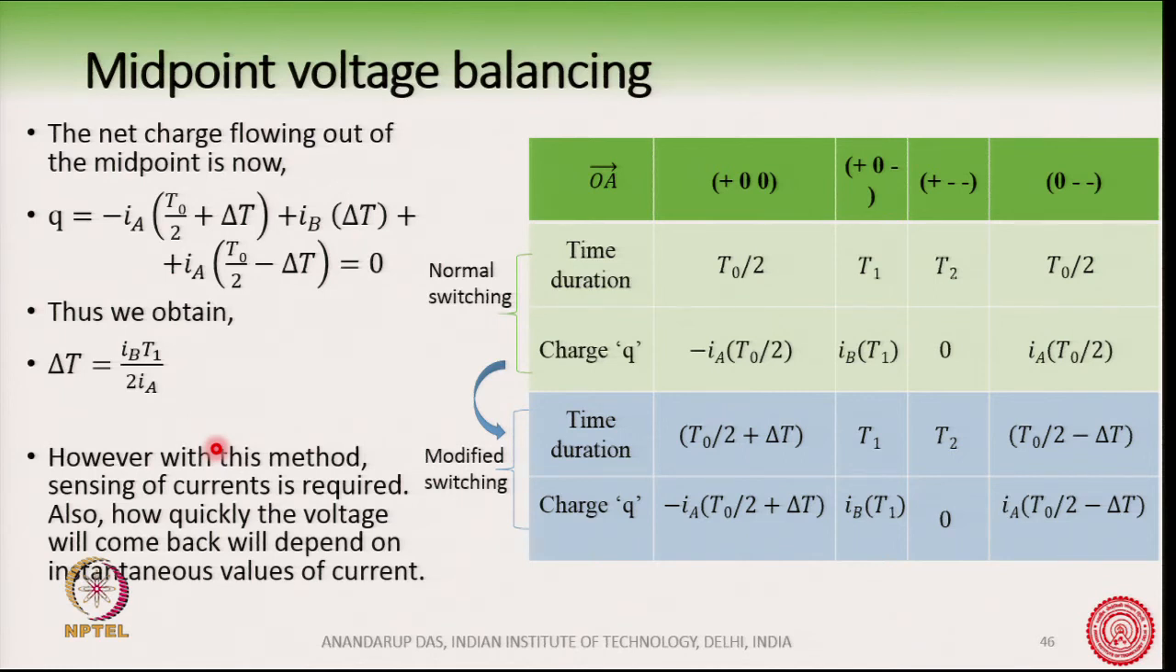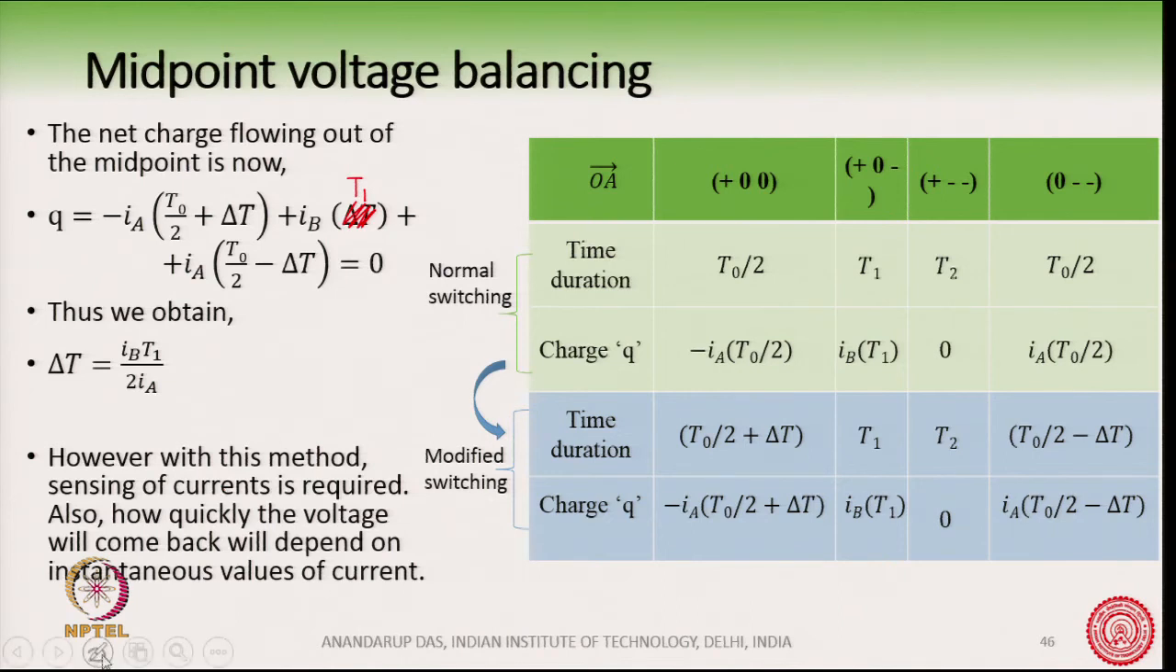Yeah, sorry, there is a small mistake here which we should see. This is Ib into T1. Okay, there is a small mistake here, Ib into T1, fine. So, this is one strategy of making sure that the charge is equal to 0.